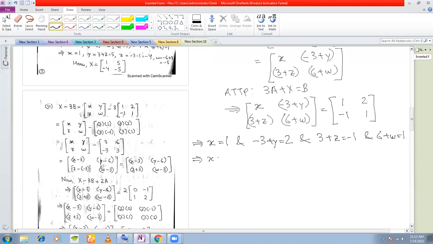That means you get X is equal to 1, and from here you solve these linear equations: you get Y is equal to 5, and you get Z is equal to minus 4, and you get W is equal to 1 minus 6, which is minus 5. Okay, so what is the matrix X? X, Y, Z, W. This is the matrix. Clear with this?